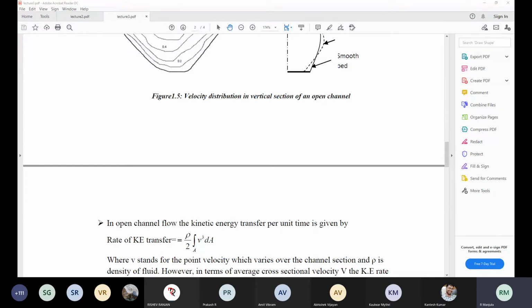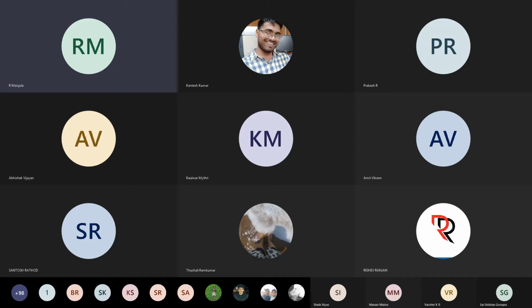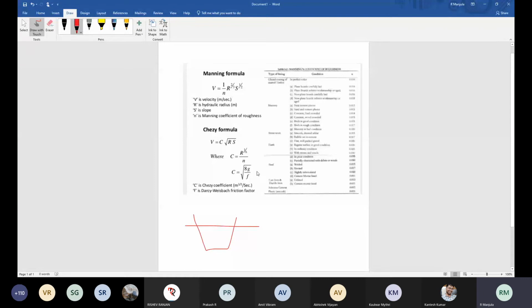Now you can see here the Manning's formula and the Chezy's formula. Just a reminder: Manning's formula is V is equal to 1 by N R to the power 2 by 3 S to the power half. And Chezy's formula is V is equal to C into root of RS. So what is Manning's formula?